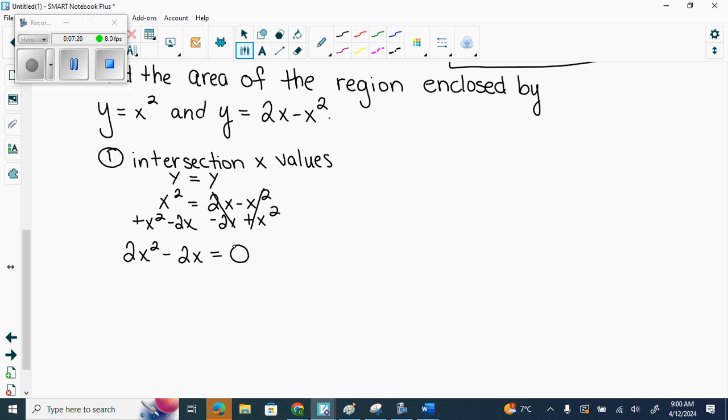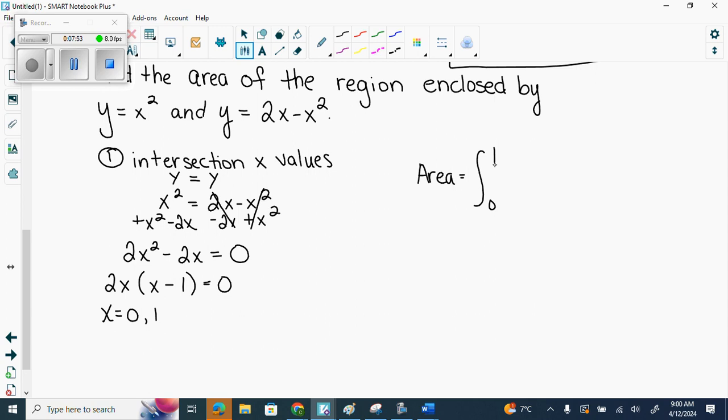Okay. What can we do here? GCF a 2x out. I have made you guys remember that. All right, 2x squared, take out a 2x, I'm left with x. Minus 2x, take out a 2x, I'm left with 1. So what are my two numbers? x equals 0 and x equals 1. So I know for area, I'm going to end up with 0 and 1 here.